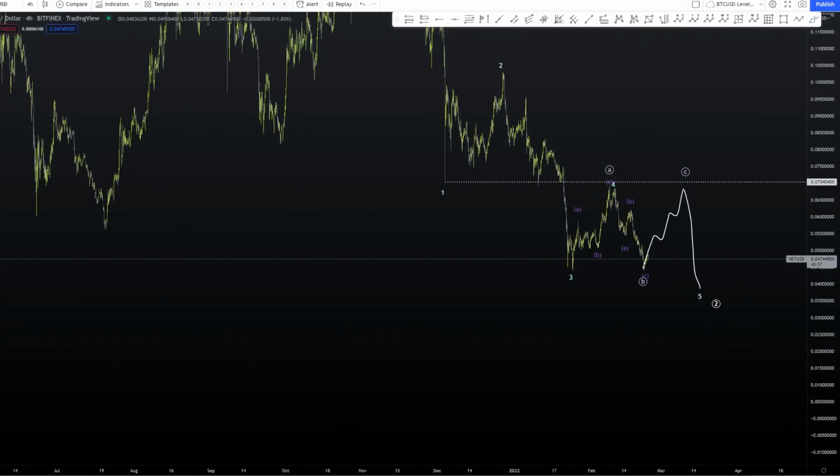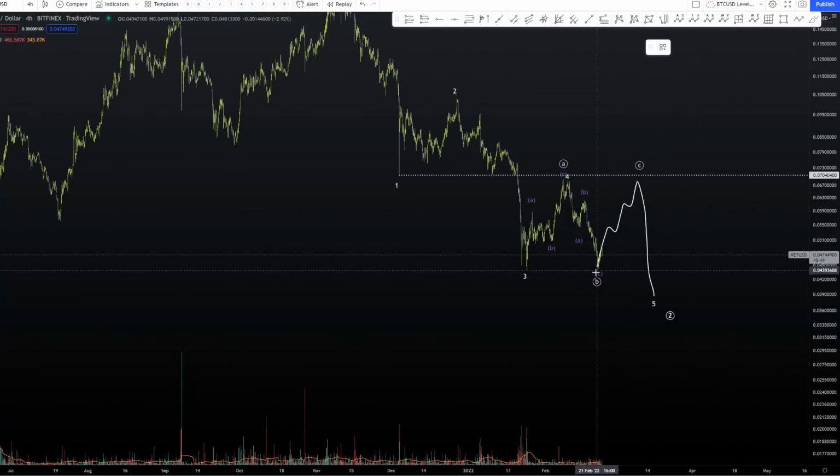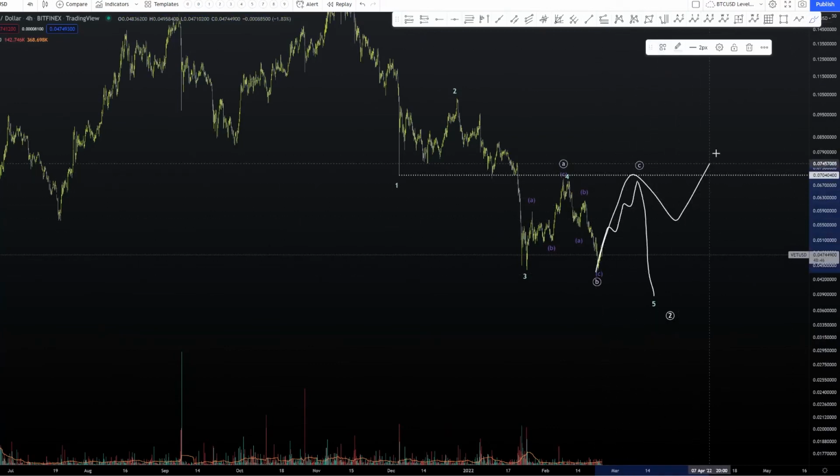Now, if we do get an impulse move off these lows, what we want to be looking for is volume to be picking up in the case that this is a wave 1. So if this is simply a wave 1, 2, 3, 4, 5, you want to see increasing volume into the top of this wave 1, which would look a little bit more like this. Volume picking up into the wave 1.